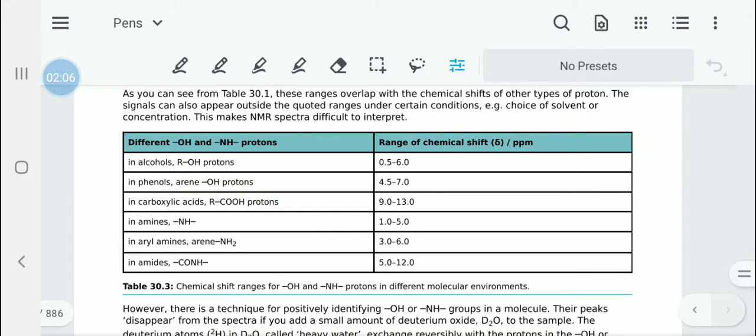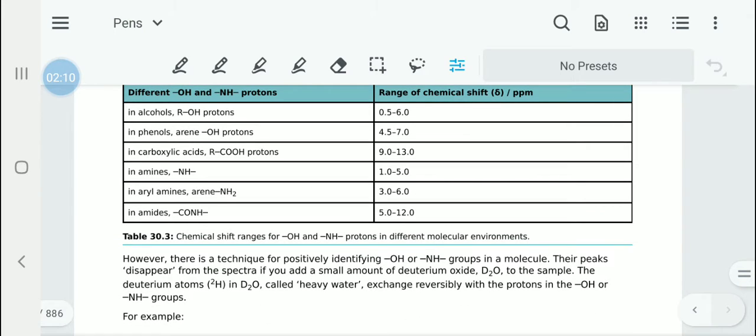For ROH protons, the range of chemical shift is 0.5 to 6. That is huge. In phenols it is 4.5 to 7, carboxylic acids 9 to 13, and amines 1 to 5. Then how are you going to figure out which is which, when amines are 1 to 5 and alcohol 0.5 to 6? That is going to be a problem. So we have a technique to identify OH or NH.